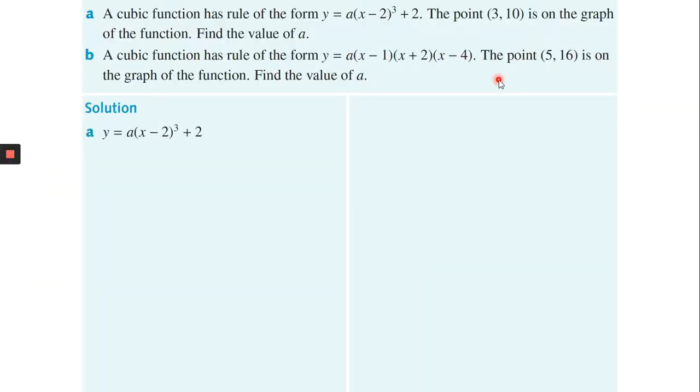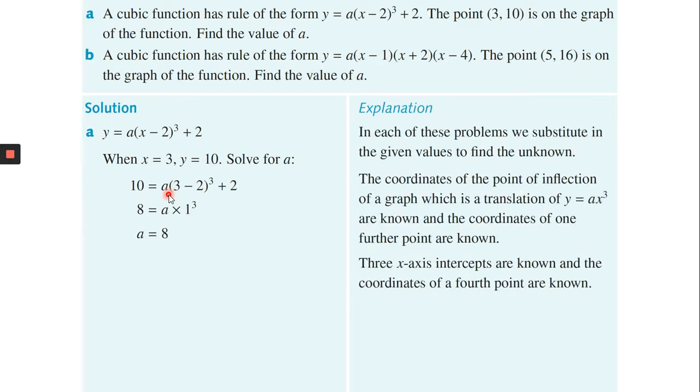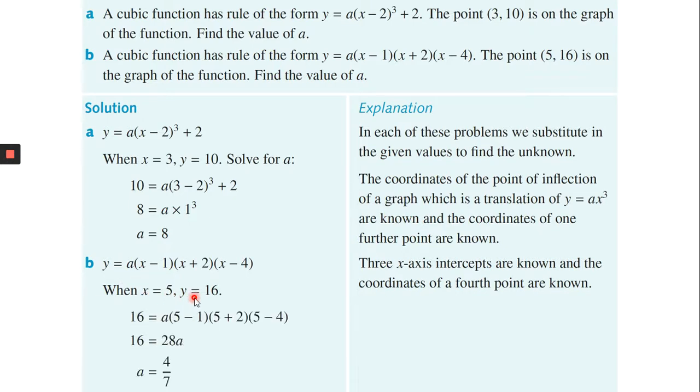So this one here, we know that it's the point 3, 10. So when x equals 3, y equals 10, substitute in our values, solve, and we get a equals 8. Easy. Second one there, we know that it's the point 5, 16. So again, we just subbed in 5 and 16. Work out our value of a. Our a ends up being 4/7.